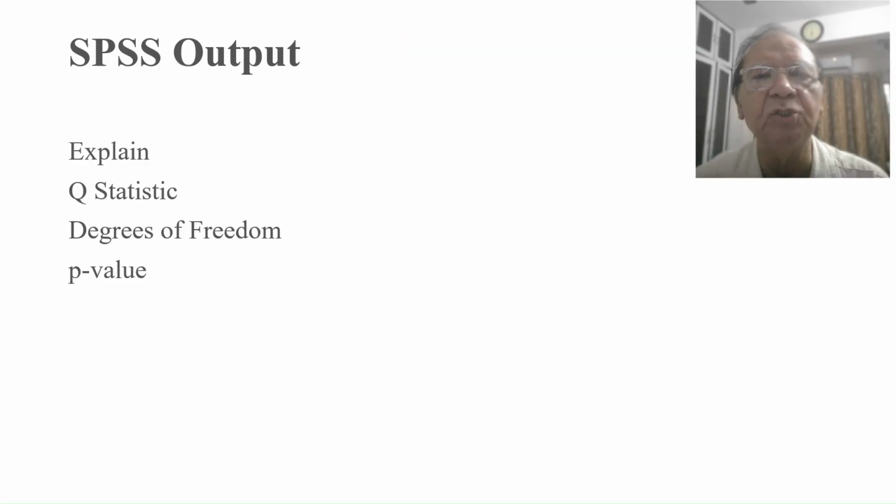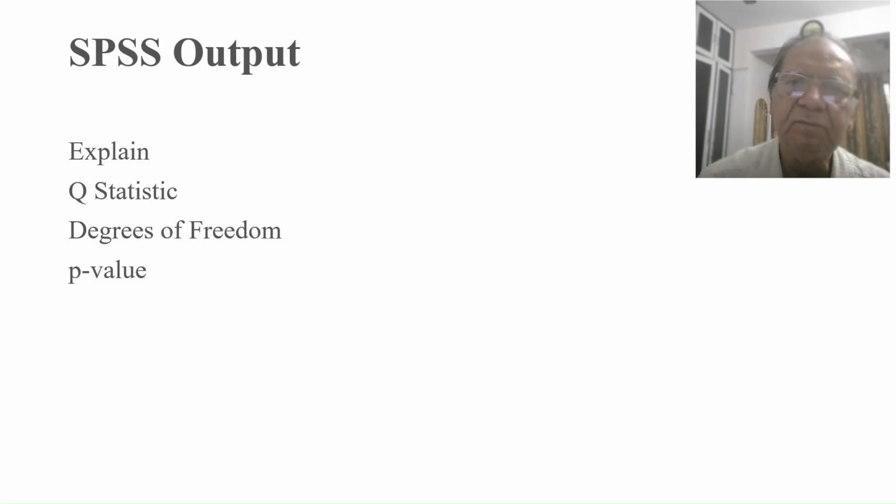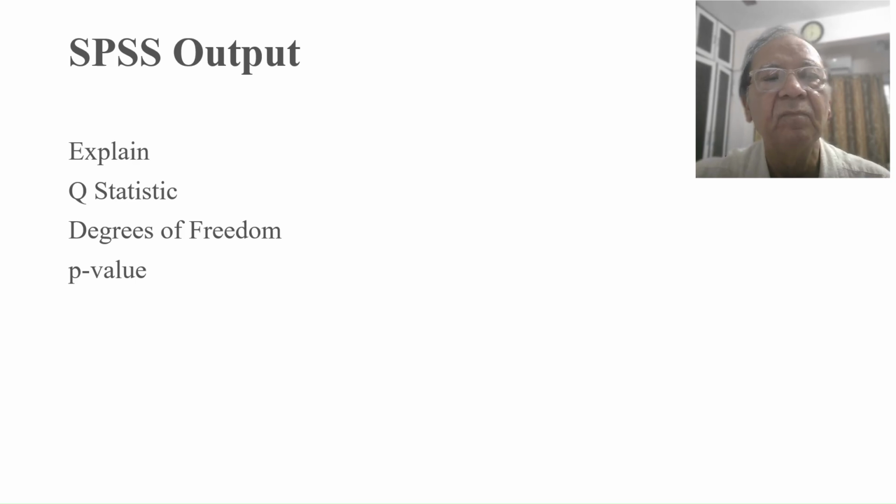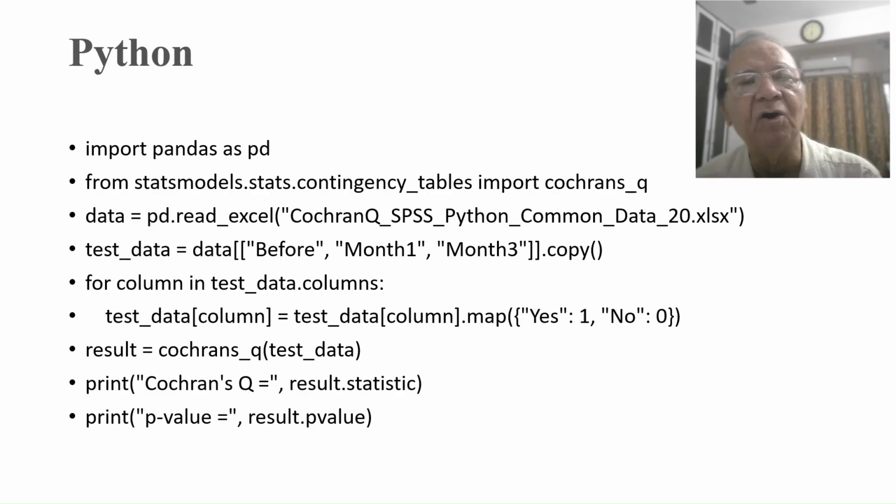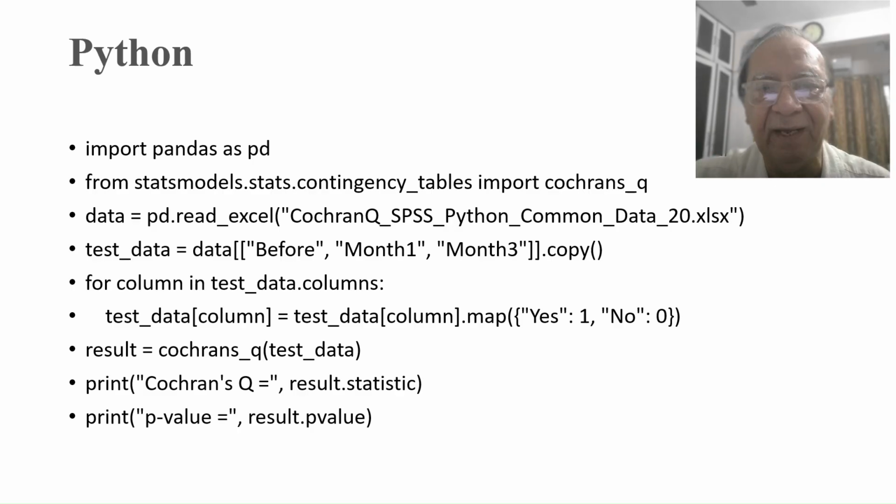SPSS output reports 3 important values: the Cochran's Q statistic, the degrees of freedom, and the significance level. The p-value determines whether the proportions differ significantly across the repeated measurements. Python performs Cochran's Q test using the statsmodels package. The data are organized as columns representing repeated measurements. The function returns the Q statistic and the p-value.